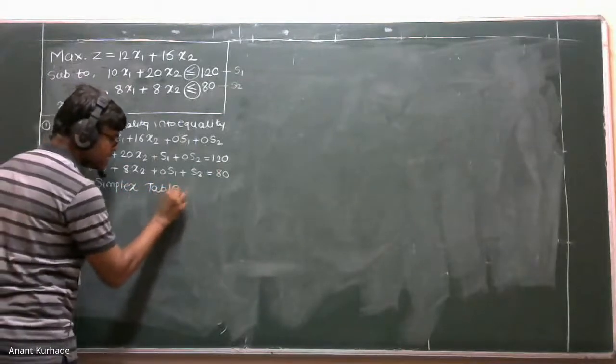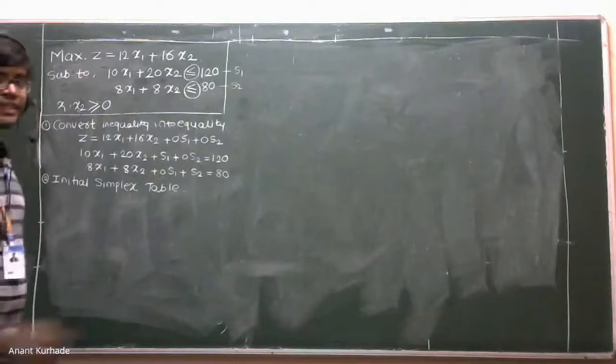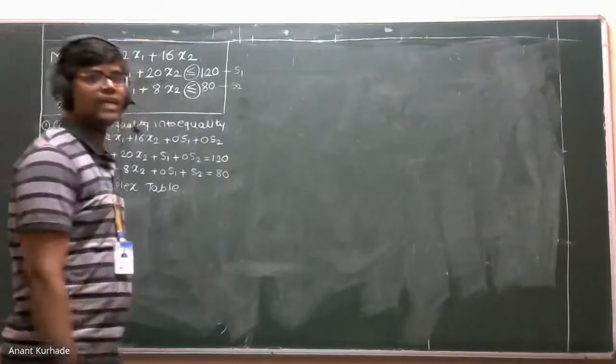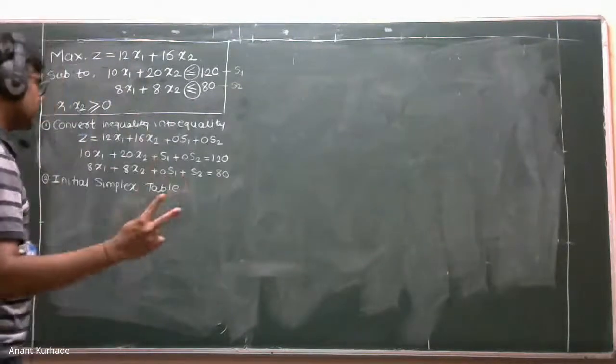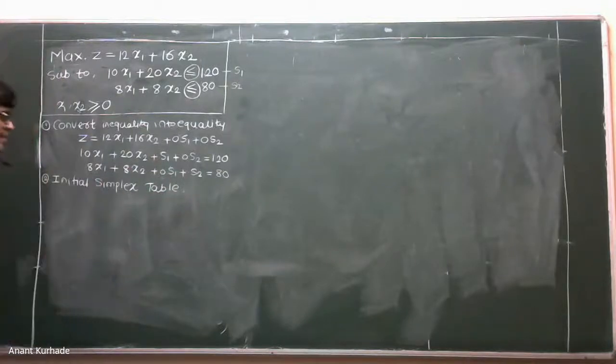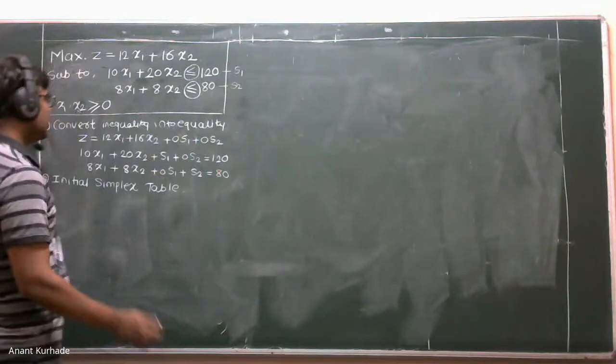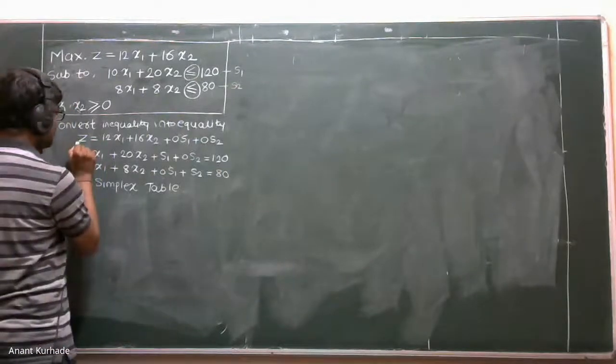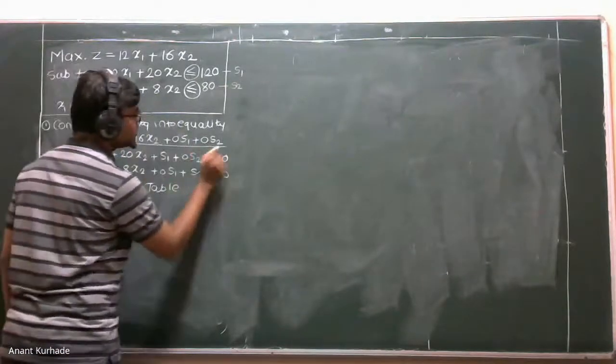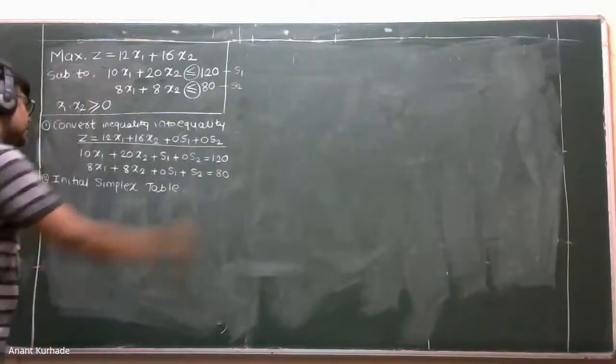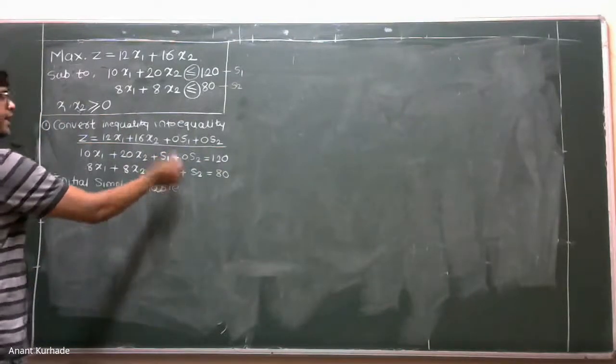Okay, initial simplex table. See, it is an iterative method. In this case, you can have the answer to the second iteration. Now, initial simplex table. While writing this simplex table, always the first equation is the objective function. Just focus on this objective function, then the first constraint and second constraint.